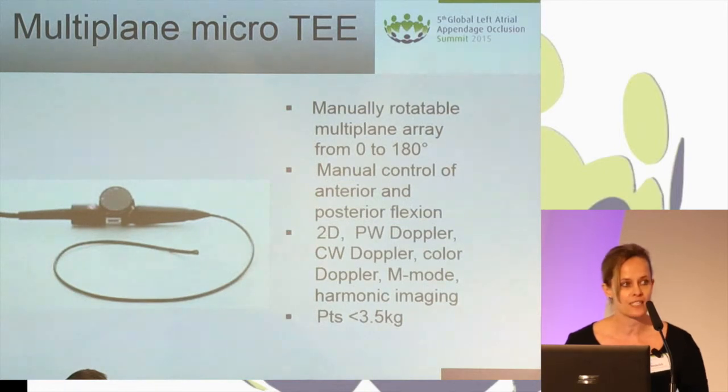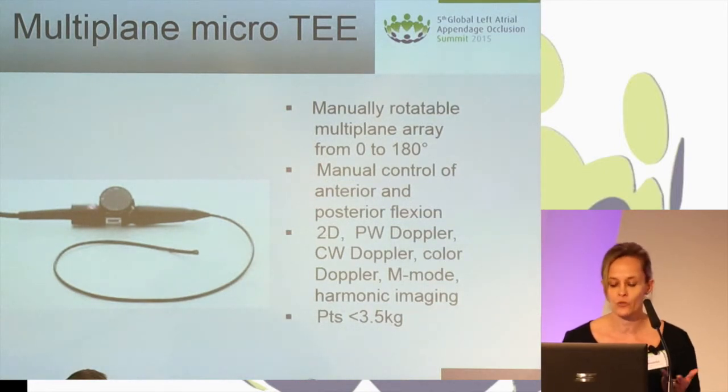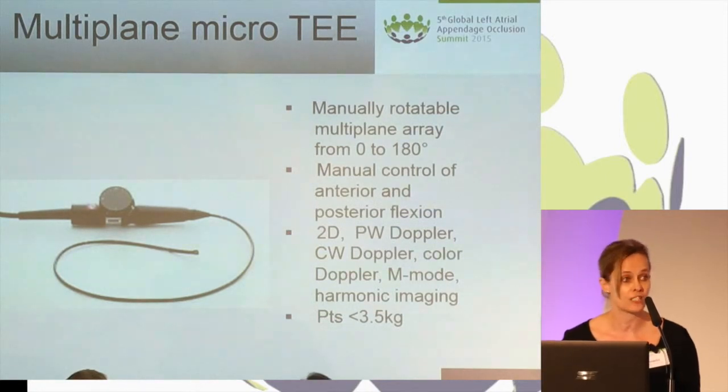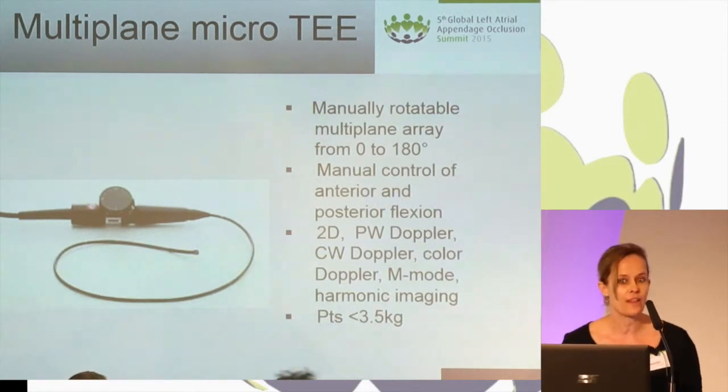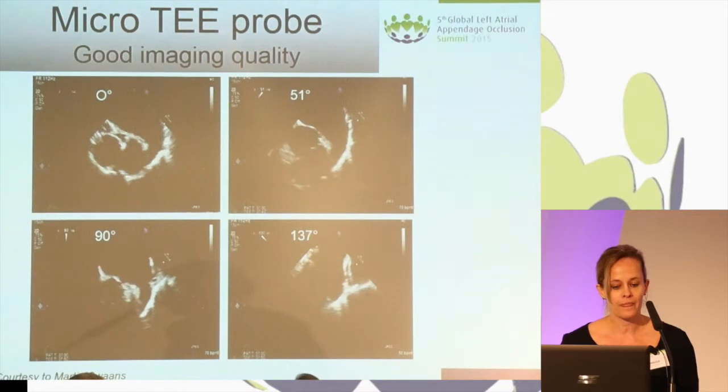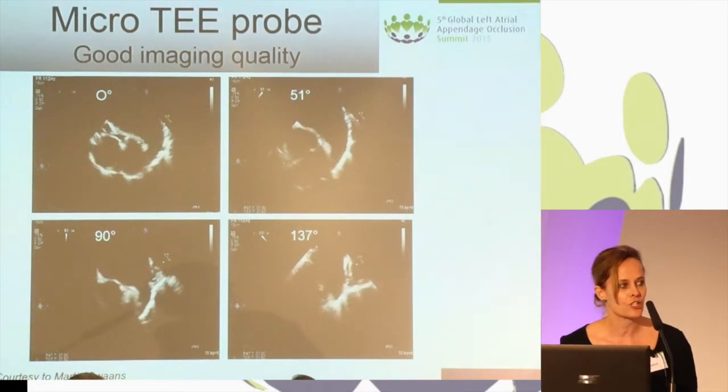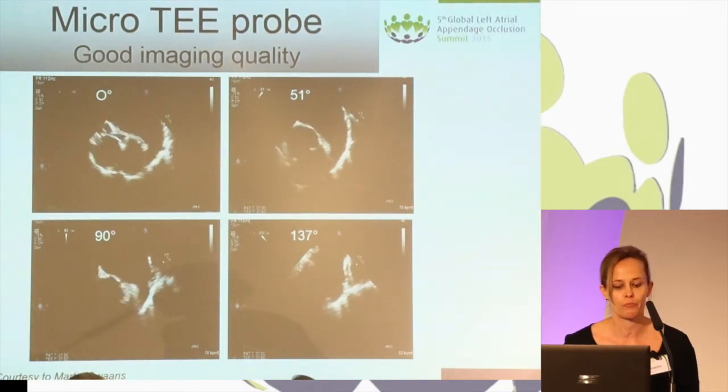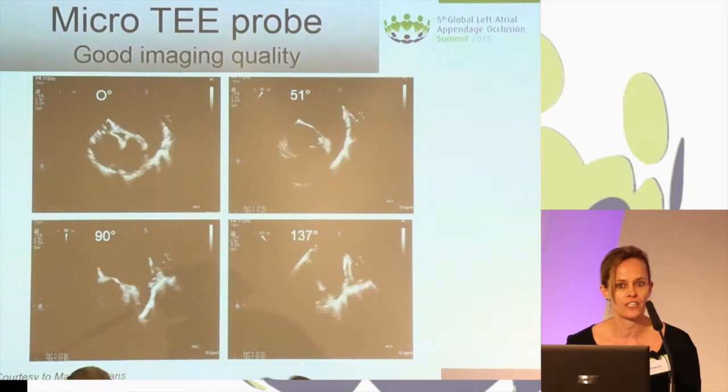We have the same modalities as we have with 2D TEE: 2D, pulse wave Doppler, continuous wave Doppler, color Doppler, M-mode and harmonic imaging. And this probe, well, this is not an issue for our patients, but it can be used in babies and children which have a weight of less than 3.5 kilograms. These images give you an estimation of how the imaging quality with the microprobe is. This is an evaluation of the left atrial appendage at 0, around 50, around 90, and 137 degrees.